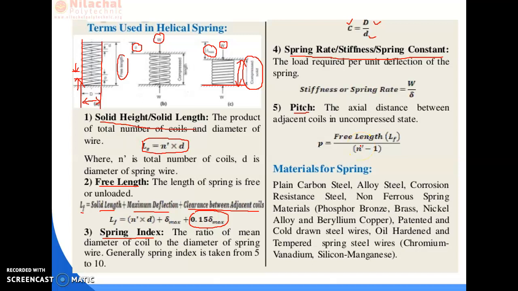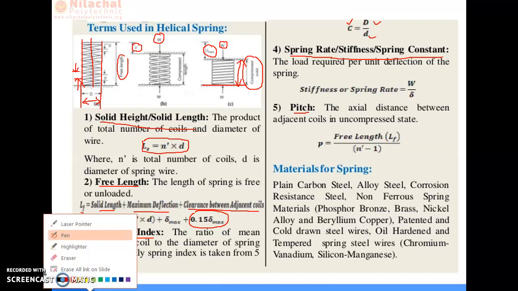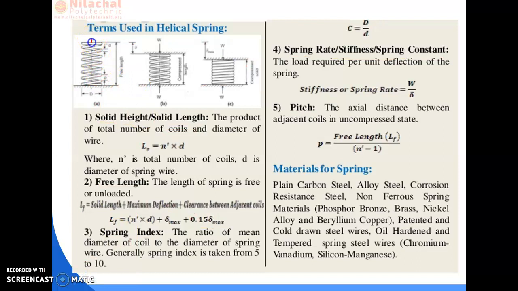Now we come to the word pitch. Pitch means what? This is the axis of the spring. In the vertical direction there is a gap between each turn. We have to calculate the distance between two adjacent coils. This is one turn, this is another turn, these are two adjacent turns, and the distance between adjacent turns is known as the pitch.